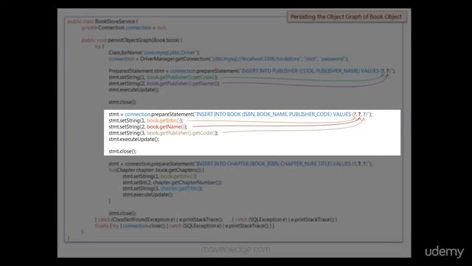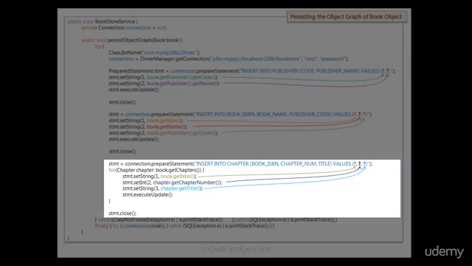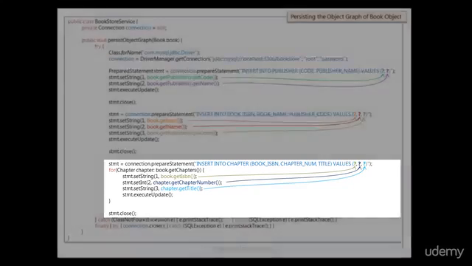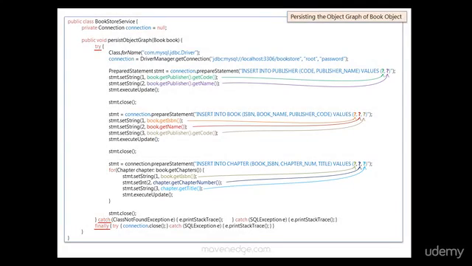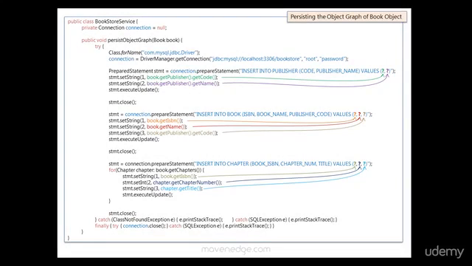Next, we follow the same procedure to insert the data of the book object into the book table. And similarly, we insert all the chapters of the book object into the chapter table. And we've got all this code wrapped inside a try-catch block to handle any exceptions thrown while executing the code here. And then finally, we close the connection object, releasing all the database and JDBC resources acquired by it. So now you've seen how to persist a simple object graph of a book object here using JDBC. But there are some problems with this approach.